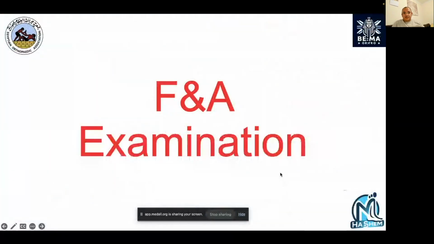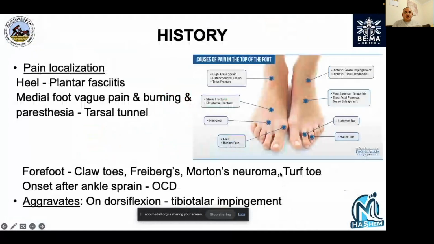So going back to the foot and ankle examination. We'll start with the history, and from the history you can spot a lot of the diagnosis. The site of your pain is very, very important. If the patient comes and says, I have a heel pain, the commonest diagnosis is plantar fasciitis. If the pain is in the midfoot and it's vague, burning pain with paresthesia, we can suspect tarsal tunnel syndrome. If the problem is in the forefoot, it could be hallux valgus, a claw toe, Morton's neuroma, Freiberg's, or a Tarif 2.